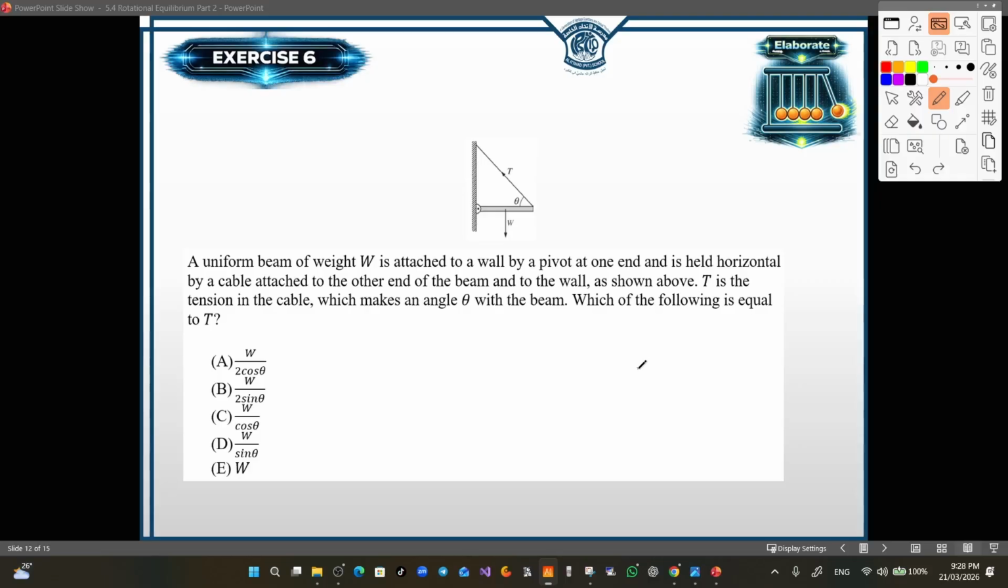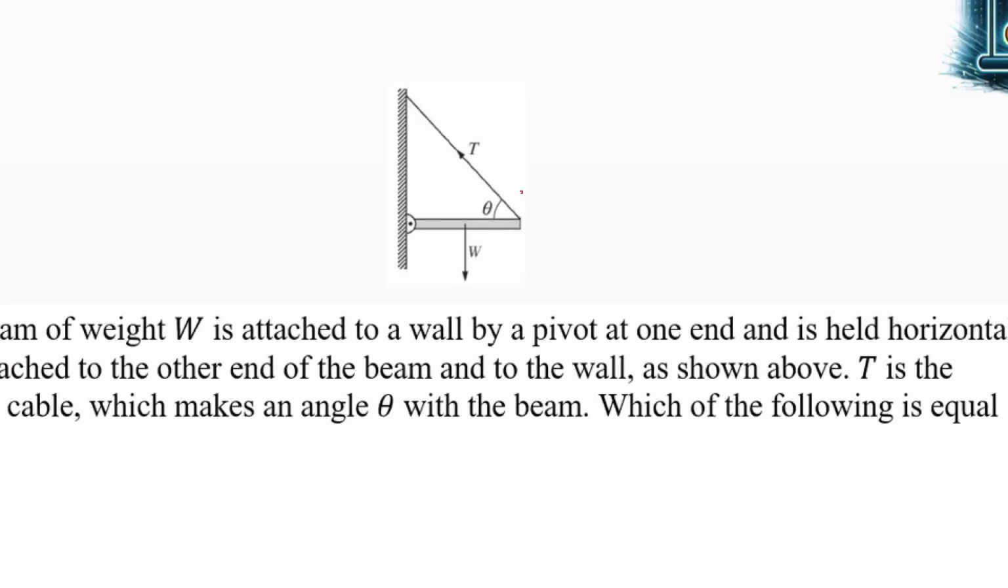Now we know this beam is under translational and rotational equilibrium. However, here we are interested in applying the rotational equilibrium. So let's start by stating all the forces acting on the beam. The first force is the tension force due to the cable. The second force is the weight of the beam, which is acting on the center of mass of the beam. And the third force is the reaction from the pivot.